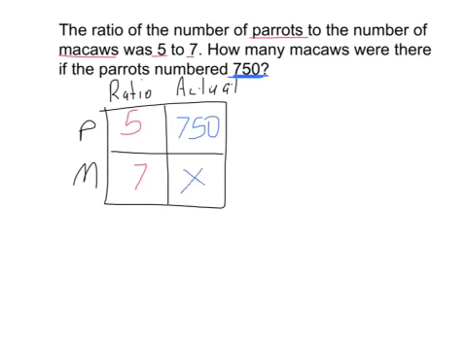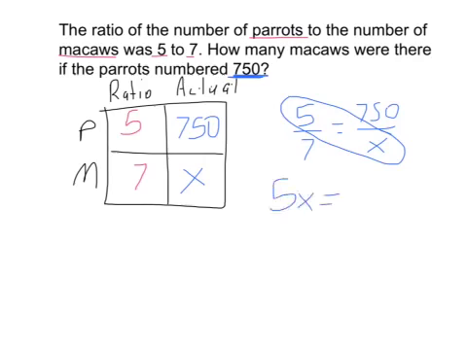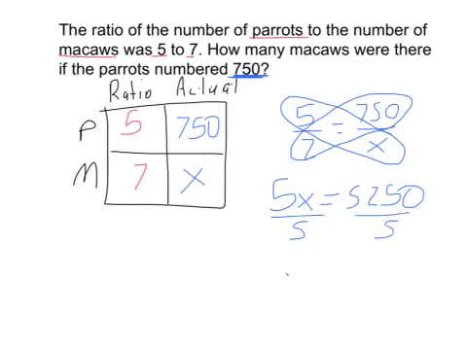Okay, so there's two ways to solve this. One is set it up as a proportion. 5 over 7 equals 750 over x, and then do your butterfly method or your cross products. 5x equals 7 times 750, which I think is 5250, and then divide both sides by 5. X would equal 1050. So that would be the number of macaws if there were 750 parrots.